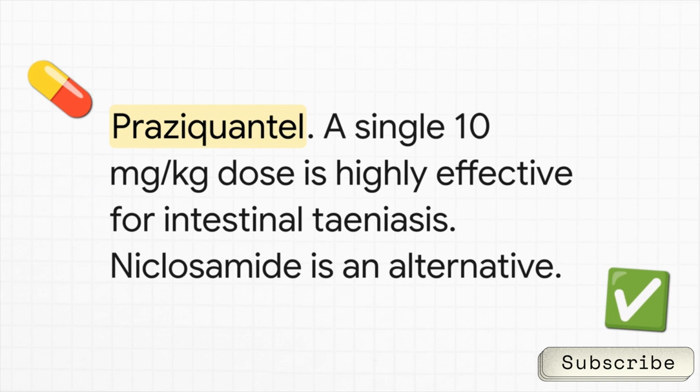And here's the good news. Intestinal Taeniasis is very treatable. The drug of choice is a single dose of praziquantel, which is highly effective at killing the adult worm. Niclosamide is another option, but really, praziquantel is the go-to.